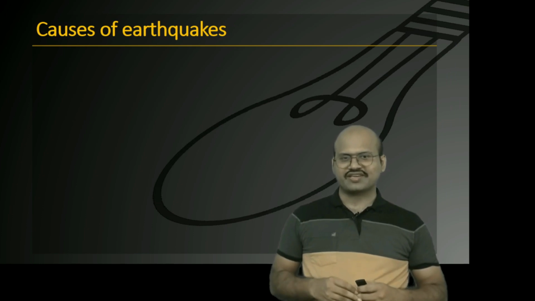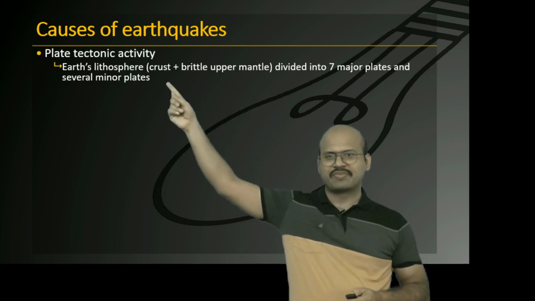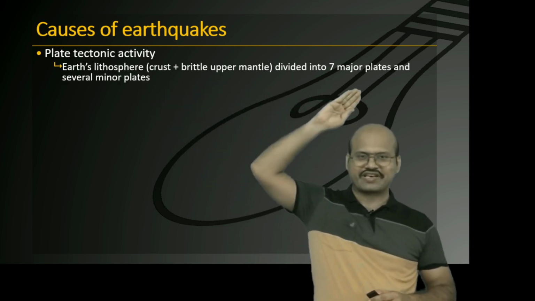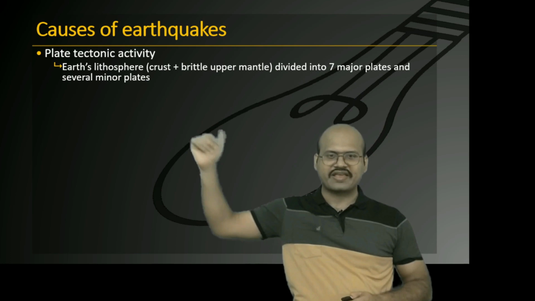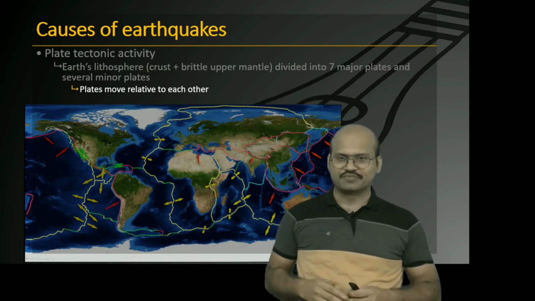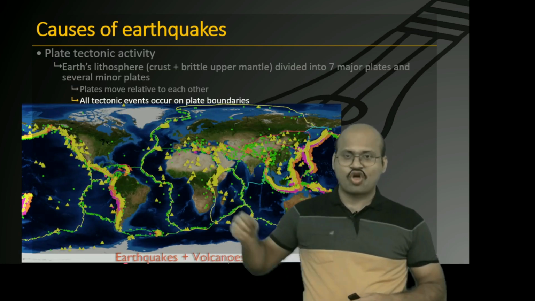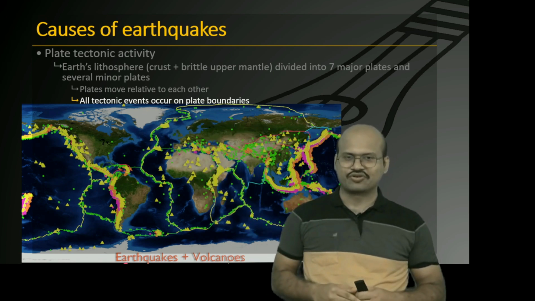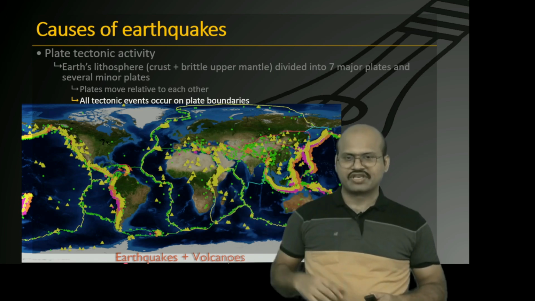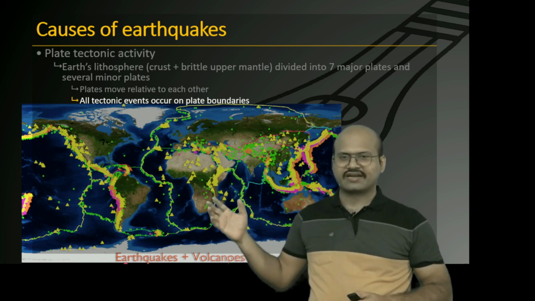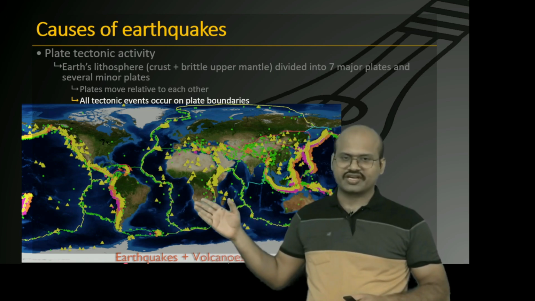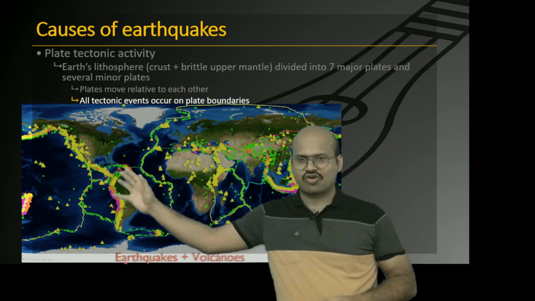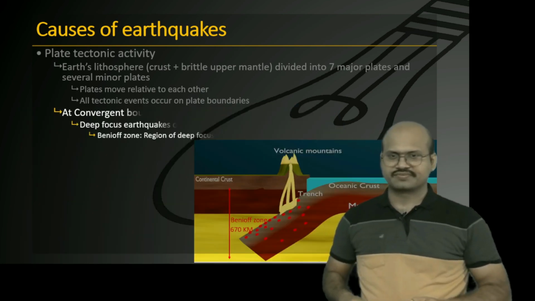Now let's quickly see different causes of earthquakes at plate tectonic boundary. We have already seen that Earth's lithosphere is divided into 7 major plates and several minor plates. Each of these plates move relative to each other. All tectonic events occur on the plate boundaries because tension builds on these plate boundaries due to relative movement of plates. In this map, we can see that all the seismic activities, including earthquakes and volcanoes, are concentrated on the plate boundaries.